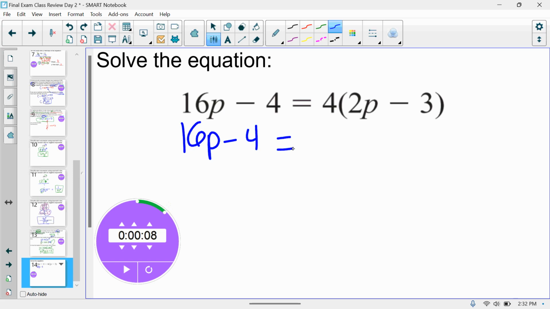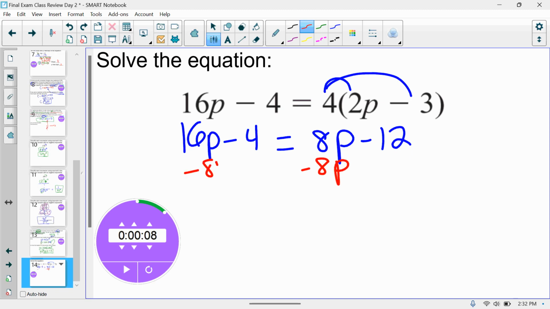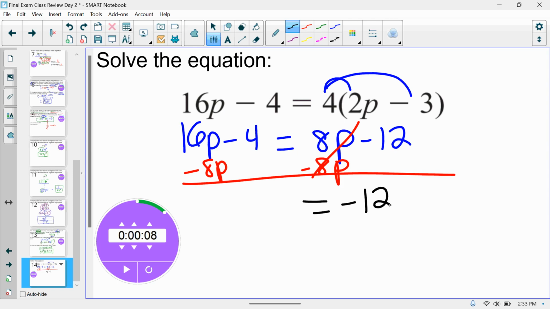So first thing we should do is distribute. 4 times 2p is 8p. 4 times -3 is -12. We have p's on both sides. We need to get them all into one side. I would take them away from the right side so that you just have -12 left on this side. 16p minus 8p is 8p.